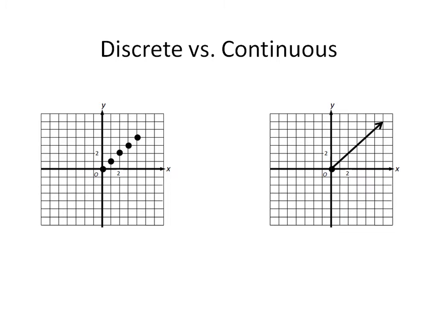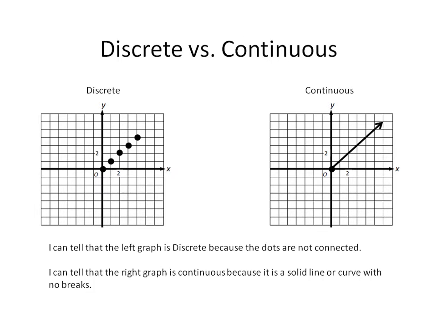I mentioned the word number set, and we are going to use discrete versus continuous graphs to understand number sets and how they play a role in domain and range. I can tell that my left graph is discrete because my dots are not connected. On the other hand, I can tell that my right graph is continuous because if I draw the graph, I don't have to pick up my pencil. It is a solid line, so if it's a solid line or curve with no breaks, it is continuous.